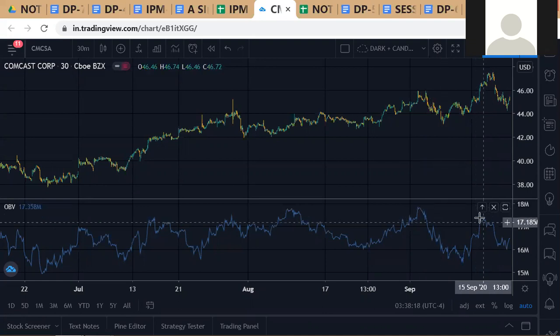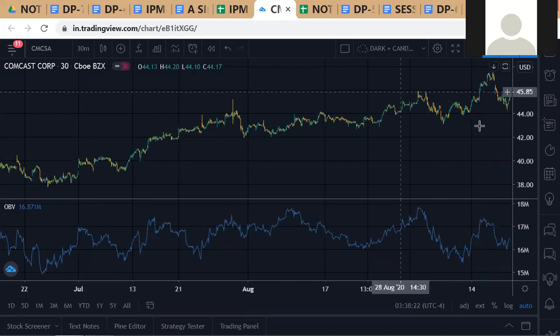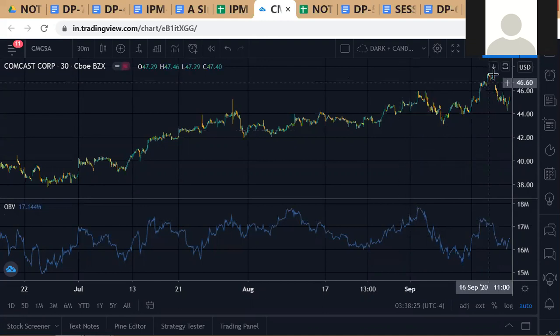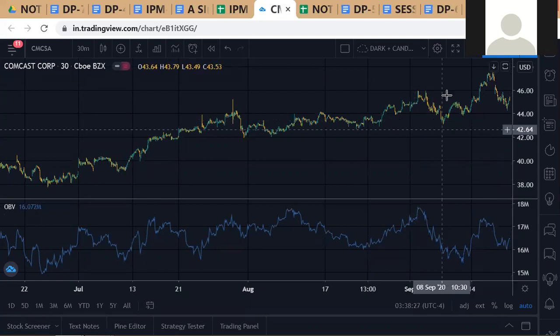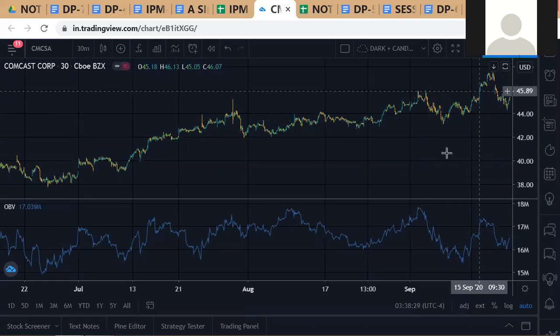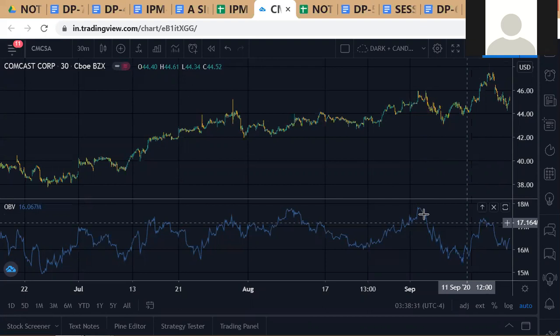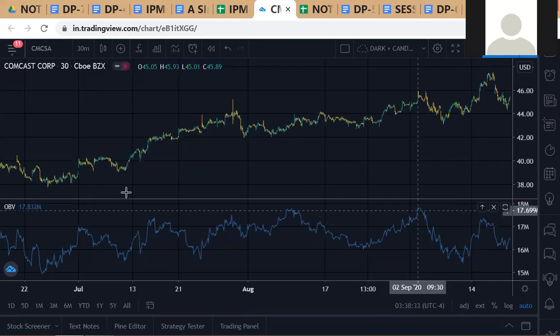Now this is called a bearish divergence, which is actually telling us that this uptrend is likely to reverse. This uptrend is not as strong as it looks. It's actually likely to reverse because this is a sign of weakness. So this is the basic way you use your divergence indicator.